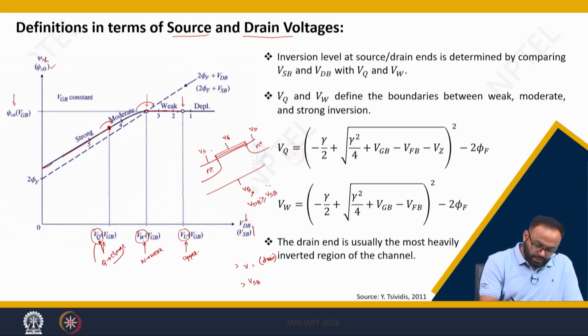It means this end is getting depleted or it is weakly inverted. However, this side you are not touching VSB, so this is strongly inverted. Consider the applied gate voltage in such a way that you are in strong inversion. So initially you applied a gate voltage, so you have a strong inversion like this. Now what happened is you increase VDB, so here the charge concentration is reduced at the drain side and the complete picture will look like this.